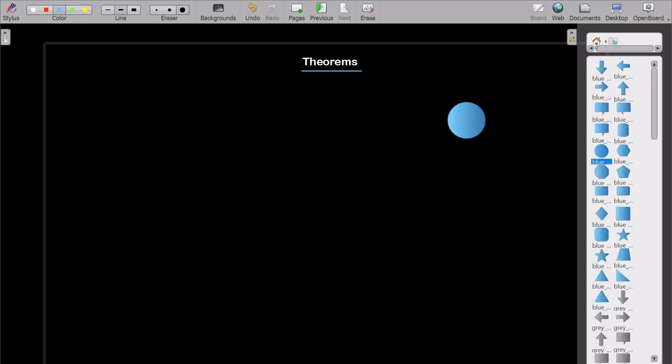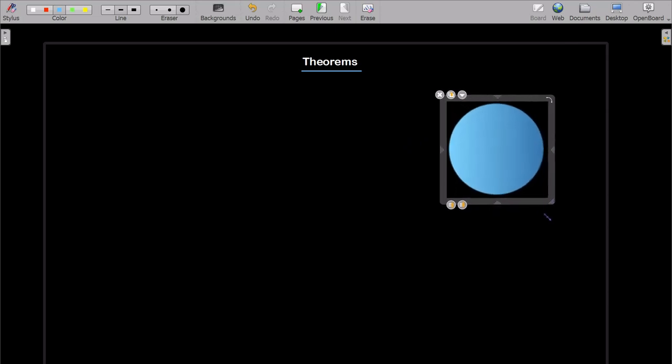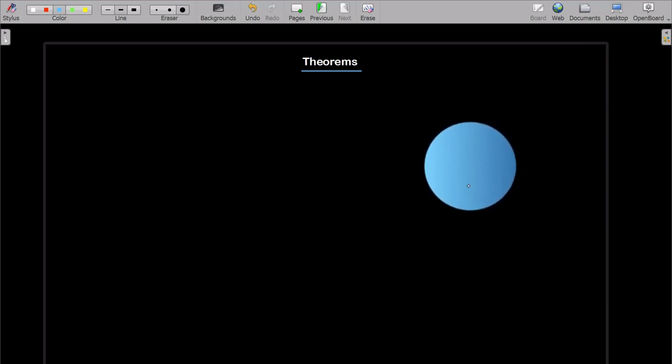Yes, it's like a line that touches a circle, or like the edge of a circle, the curve of a circle. Yes, exactly. So it's a line that touches the circle. Now this theorem says that every tangent is perpendicular to the radius at the point of tangency. So the point of tangency is this. The point at which the tangent is touching the circle is called the point of tangency.